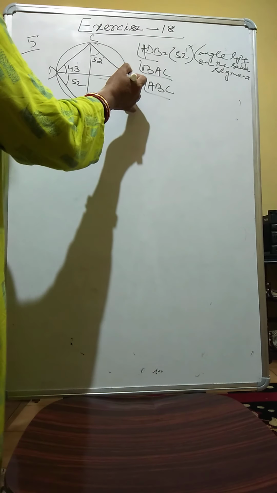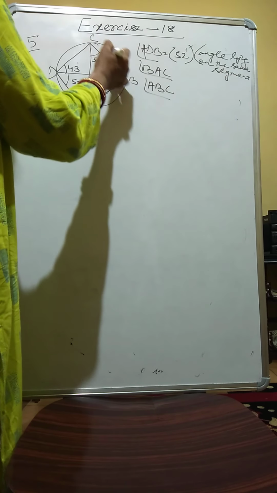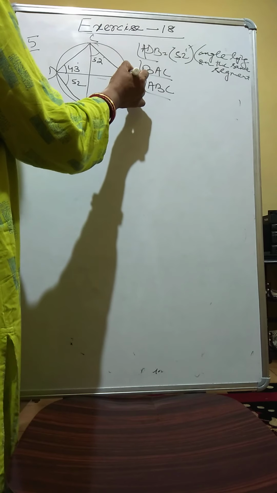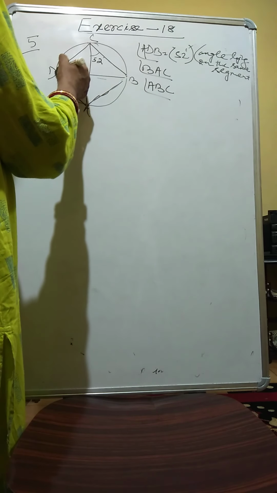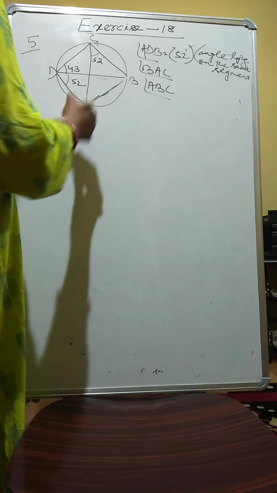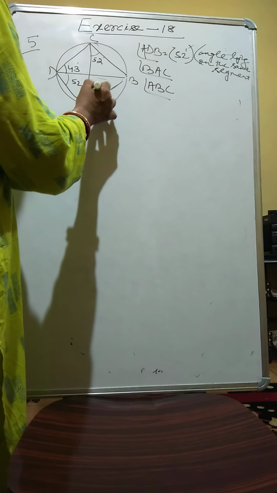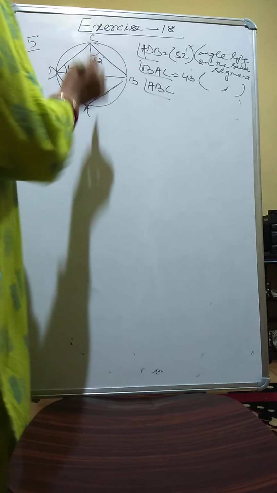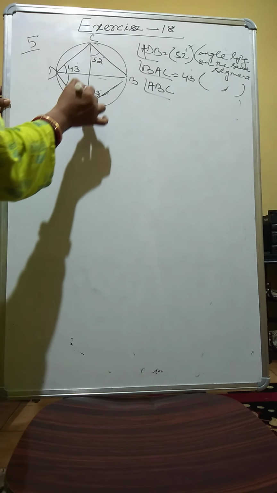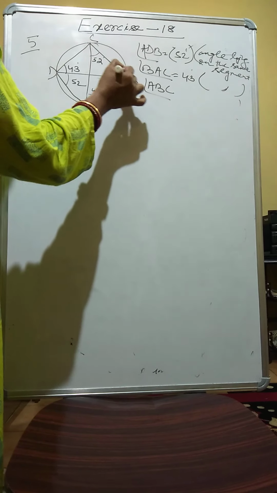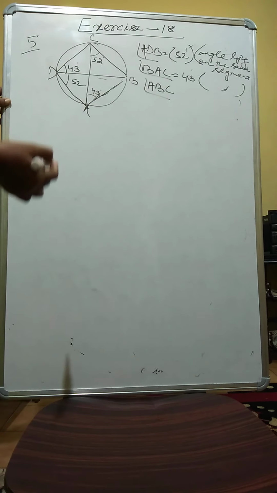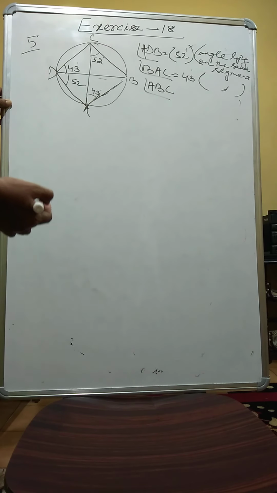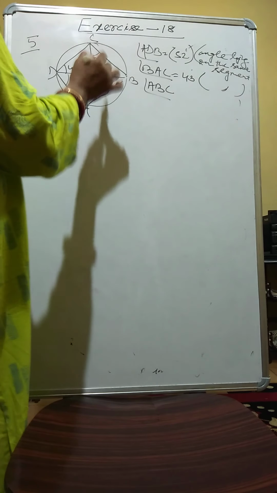Now BAC. On BC, this angle is lying. On BC, BDC angle is lying. Therefore, I will write 43. This is 43. Same reason. On BC, this angle is lying. Hence, that is 43.